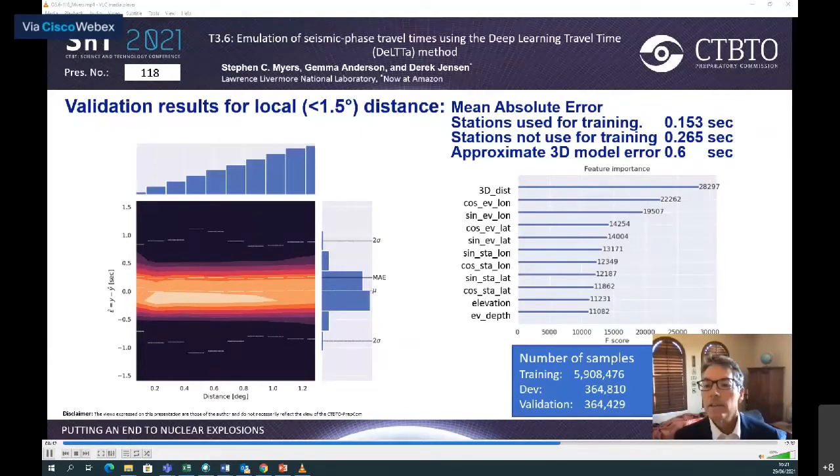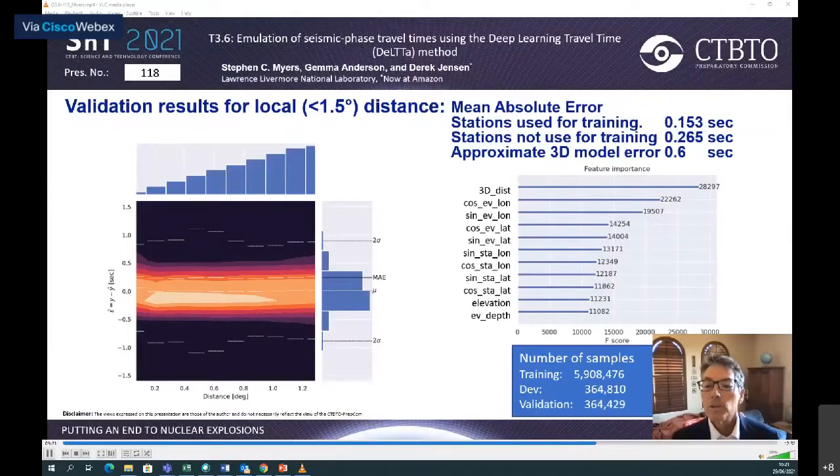Moving to the upper right, we use mean absolute error as a general metric for prediction error. For stations that are used in the training, the error is about 0.153 seconds. For stations that are not used in training, the error is about 0.26 seconds. Both of these values compare favorably with the estimated error of the 3D model itself, 0.6 seconds, which is based on differences between model predictions and the ground truth data. The point here is that error attributed to the machine learning method does not add significantly to the error budget.